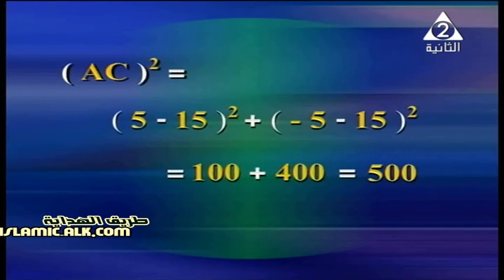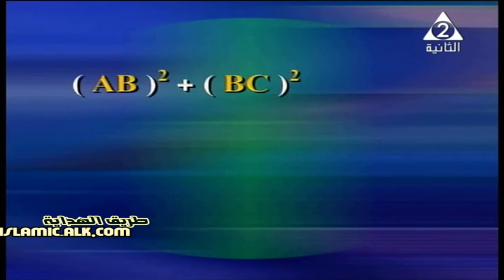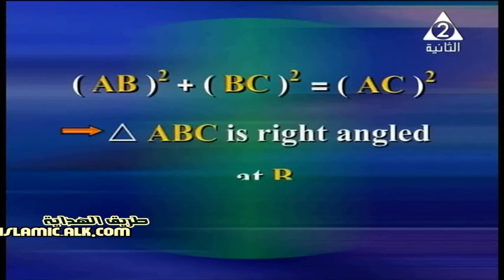Then, do you notice that AB power 2 plus BC power 2 will be 500 and AC power 2 will be also 500? So they are equal. Then Pythagoras theorem is formed. In this case, we can say that triangle ABC is right angle triangle at B. This means that AB will be the base of the triangle and BC will be the height of the triangle.